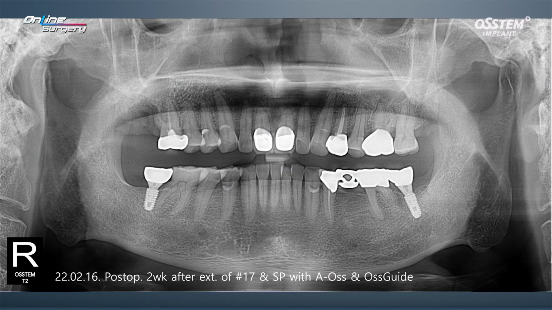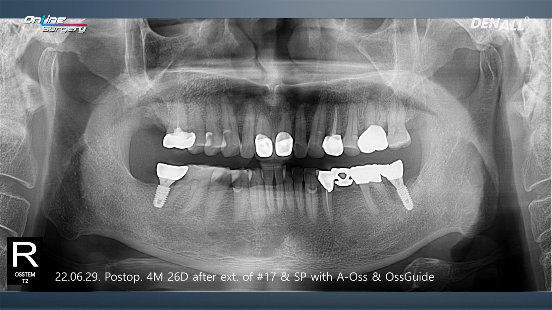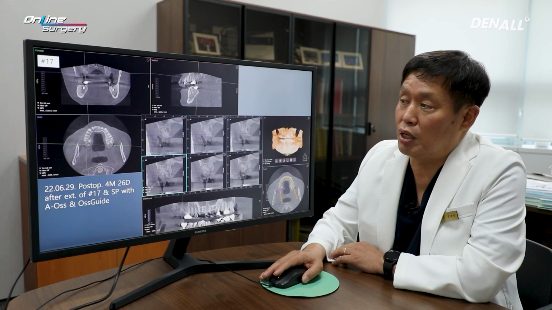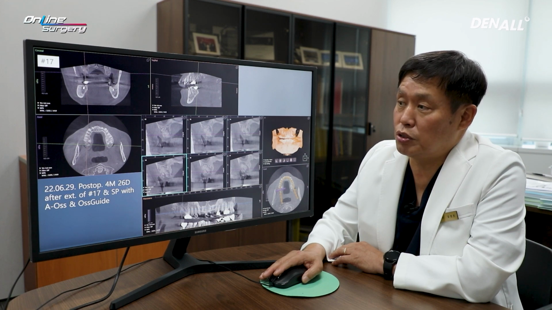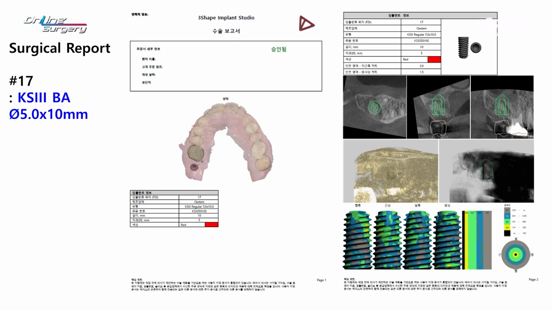About 2 weeks after surgery, this is panoramic image. This is 2.5 months later. This was at 4 months and 26 days, so almost 5 months. In the area where socket preservation was done, bone formation could be observed. I took a CT once again in the area where AOS graft was done. We cannot say that bone consolidation is complete, but bone is being filled up in the area where socket preservation was done. Because buccal bone was lacking, I intended to do additional grafting after surgery.